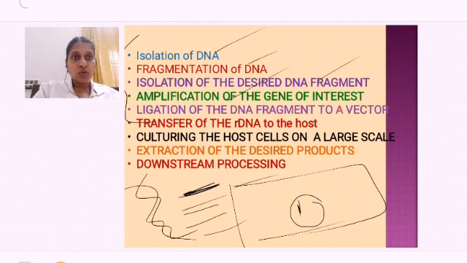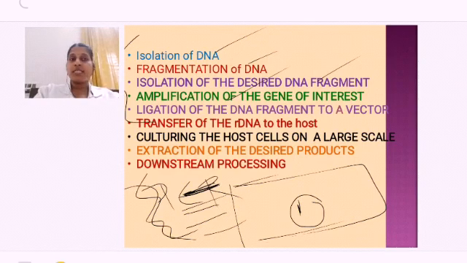which is very much time consuming and tedious also. In order to avoid that, I am going to make many copies of that desired gene, or gene of interest, or foreign DNA. Many copies I am making. So that process we call it as what? Amplification. It is done by a process called PCR. We will be discussing polymerase chain reaction.